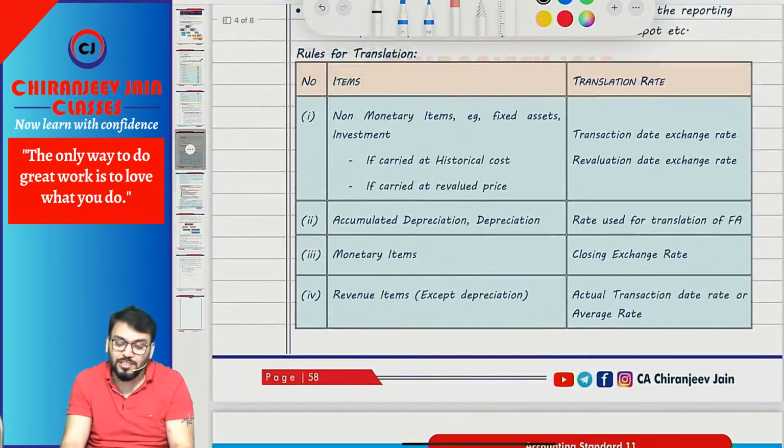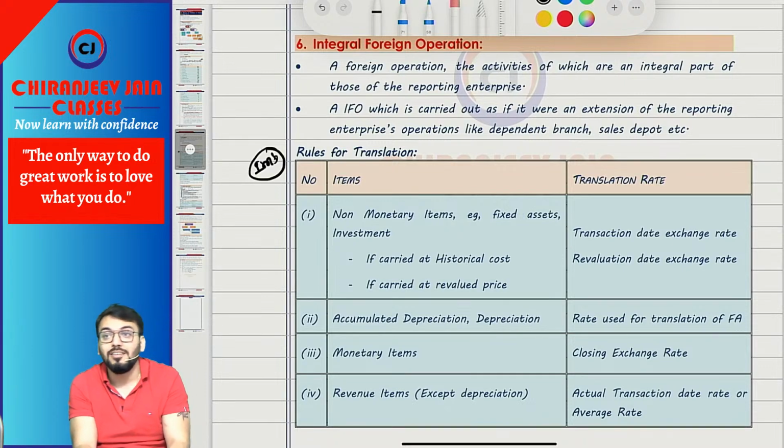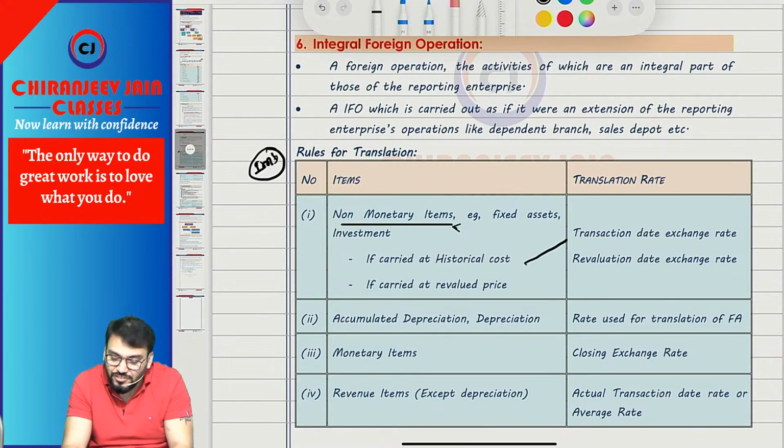Now, if it is IFO, what is the translation rule? From the exam point of view, this is important because these rules are applied for foreign branch translation. Correct? So, what are the rules for any non-monetary item? Non-monetary item, for example, fixed asset or investment. If carried at cost, then transaction date exchange rate. If carried at fair value, then revaluation date exchange rate.